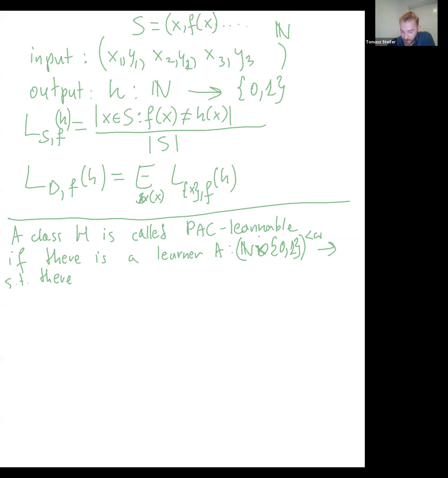Yes, so it's basically a subset of natural numbers. Okay, so there is a function m of n called sample complexity.